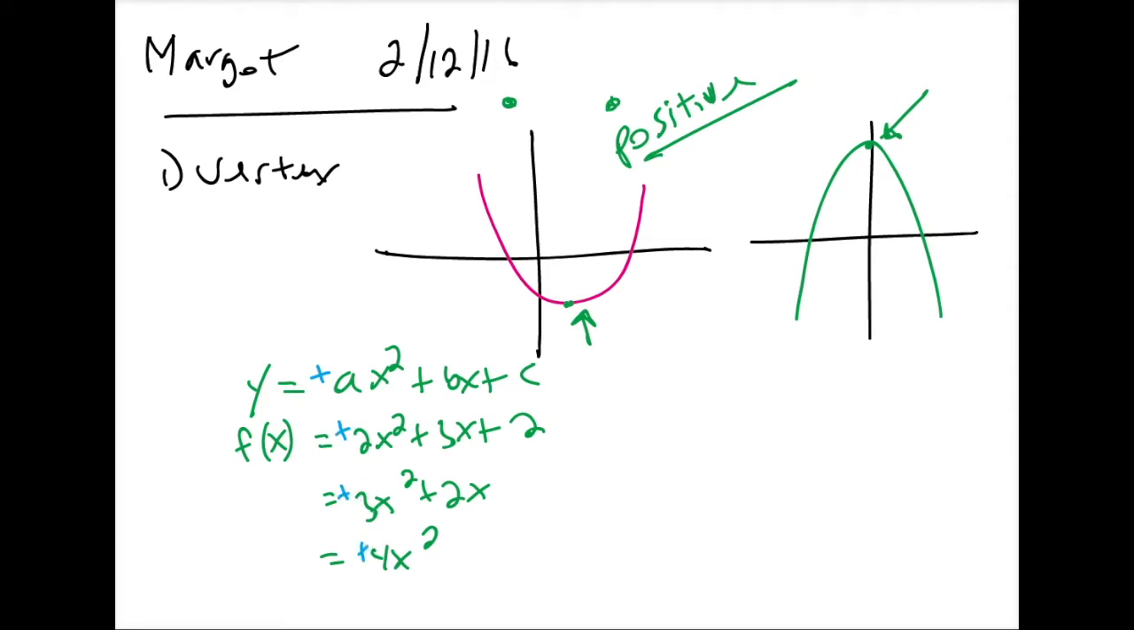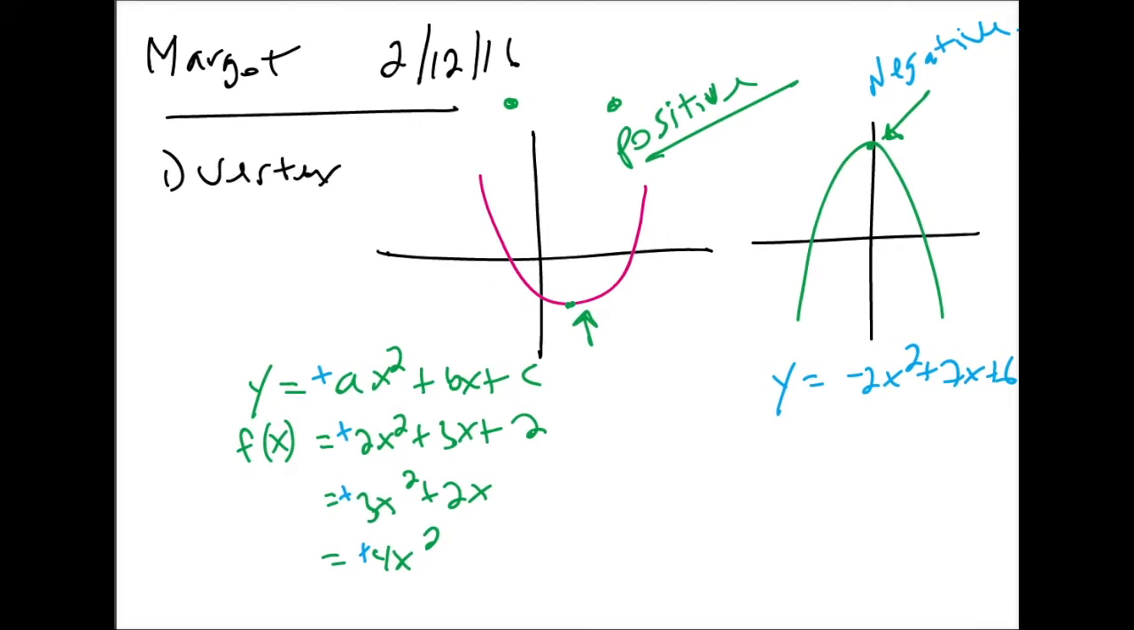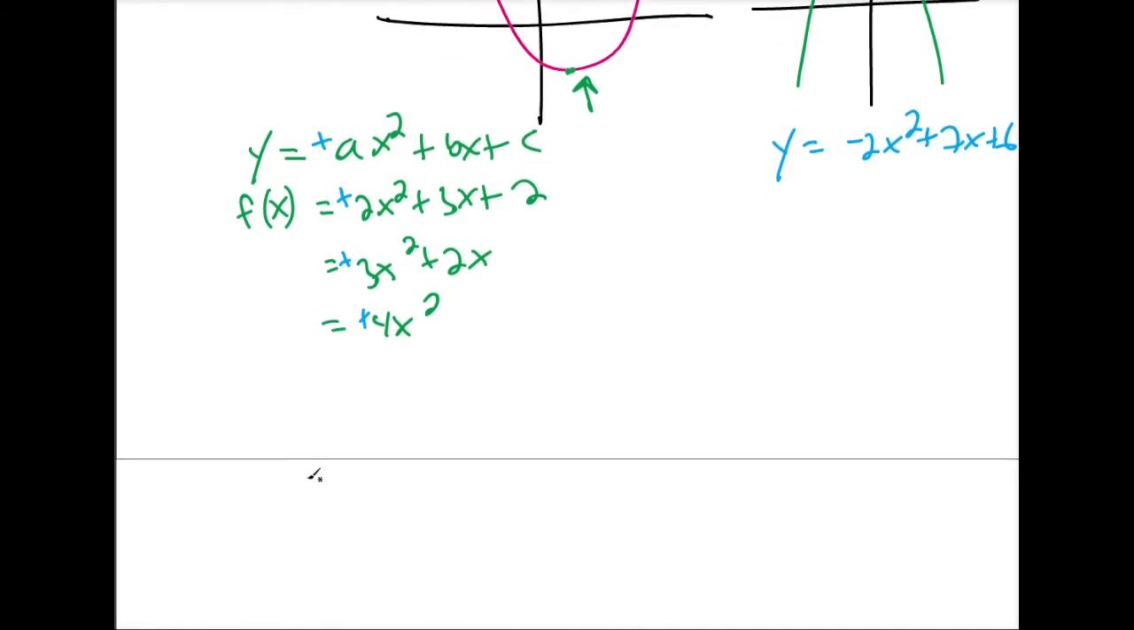If any of them are negative, so if you have like y equals negative 2x squared plus 7x plus 6, it's a sad face graph. So this guy over here is negative. And the way you find your vertex is, well, actually, I don't want to tell you just yet. I just kind of want to define everything first.